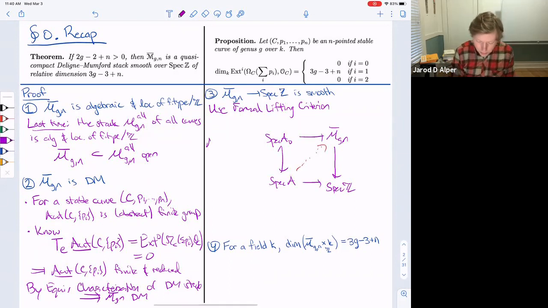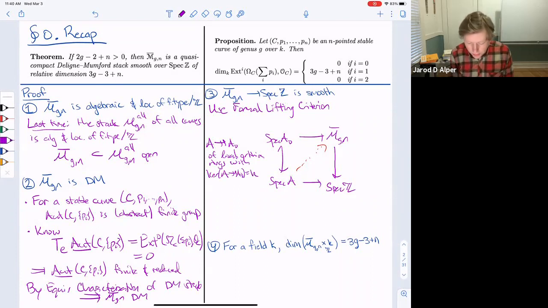So here, A surjecting onto A naught is a local homomorphism of local Artinian rings. And we can even arrange that the kernel is a field equal to the residue field. So inside A naught, you have the residue field, the unique point, and therefore you get a k-valued point of the moduli space of stable curves. Let's write that as C with marked points p_i.